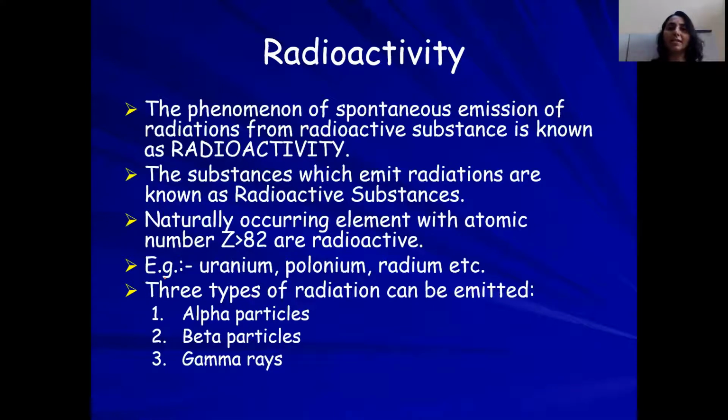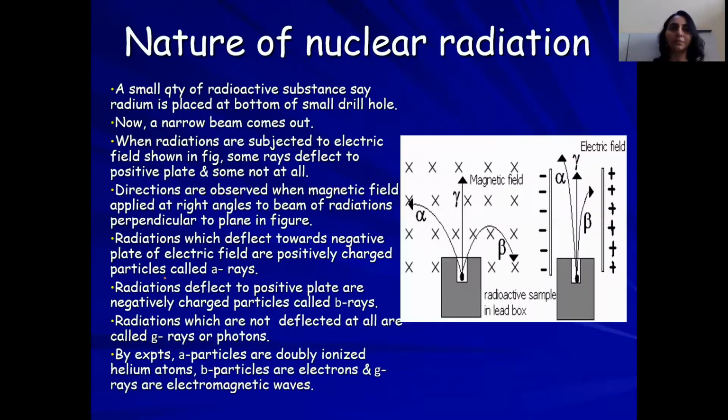So what is radioactivity? The phenomenon of spontaneous emission of radiation from a radioactive substance is known as radioactivity. We all are aware of radioactivity. The radiations that are emitted by radioactive elements are called either alpha, beta, or gamma radiations. Naturally occurring radioactive substances have an atomic number higher than 82, for example, uranium, polonium, radium, etc. All these are radioactive substances.